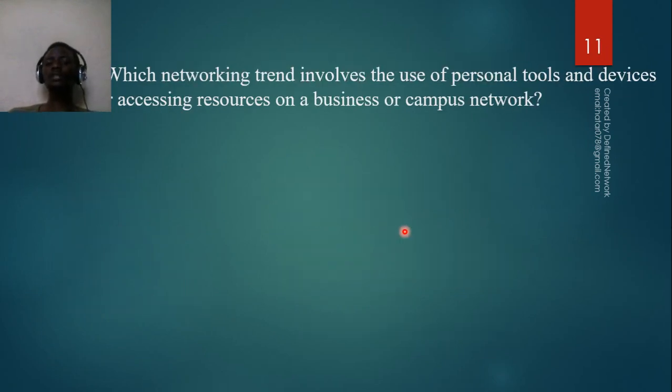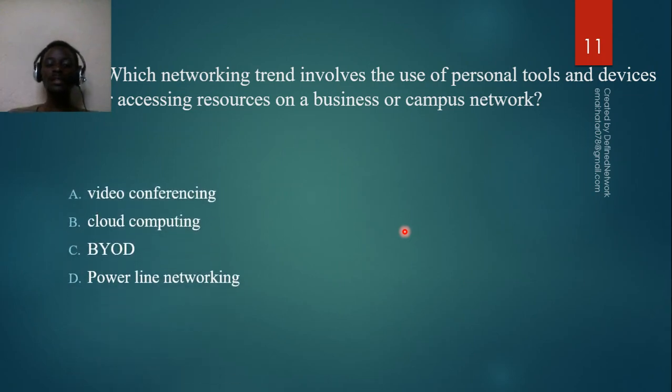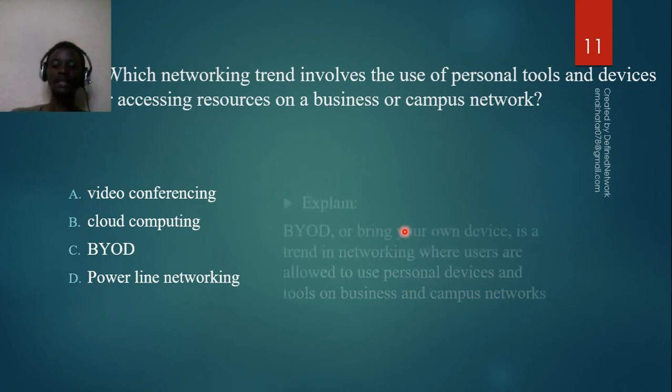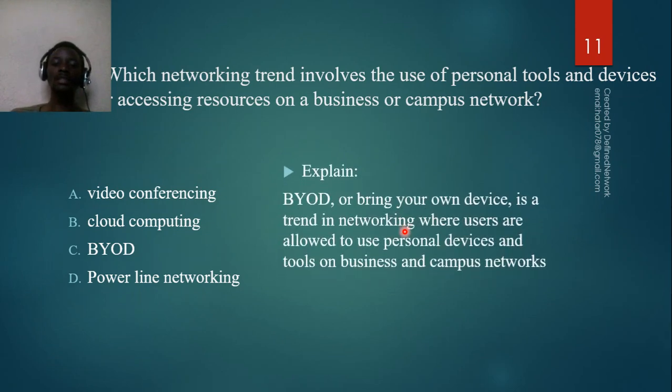Which network trend involves the use of personal tools and devices for accessing resources on a business or campus network? Is it video conferencing, cloud computing, bring your own device, or powerline networking? Bring your own device is a network trend where users are allowed to use personal devices on business and campus networks. So the answer is C.